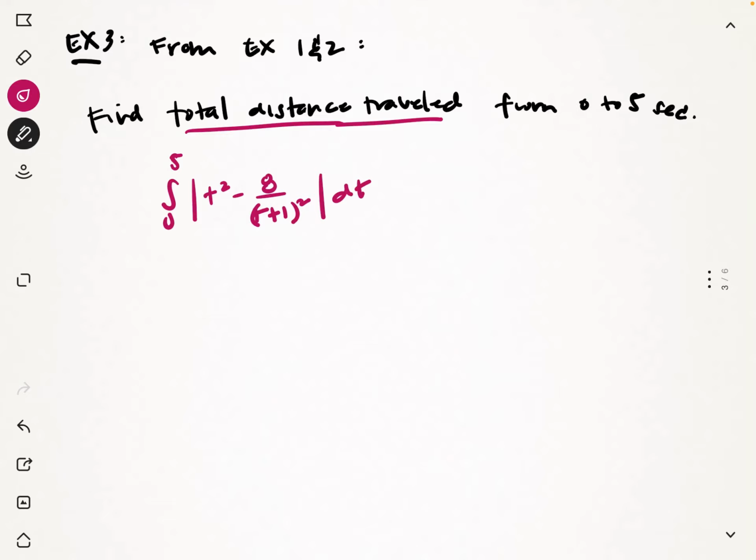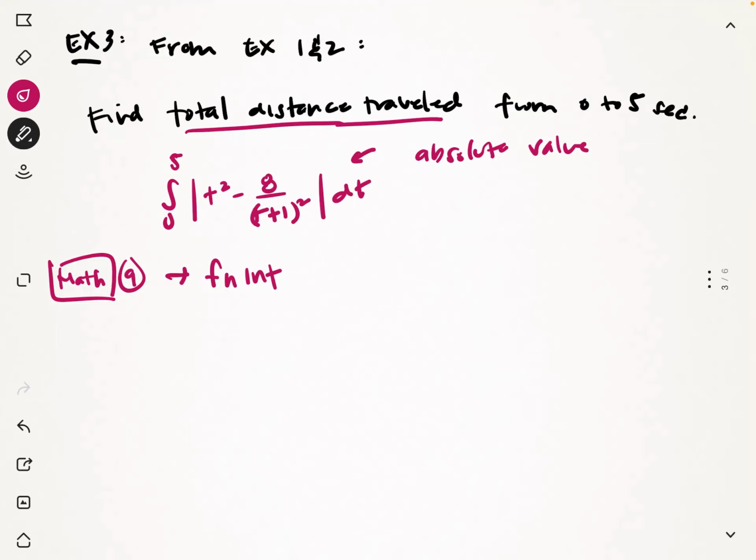And then let's just use our calculator to do this. So fnInt, which is math 9, right? To get to your fnInt, you're going to fill out your information. Remember, to get absolute value, you press math, shift 1 to the right, and that should be your first option to get our absolute value. And then, yeah, let's just calculate this.